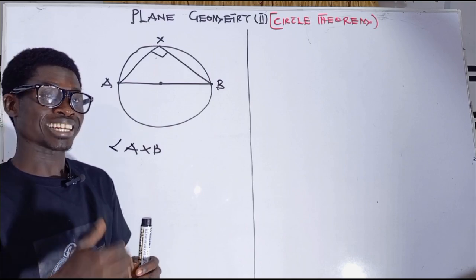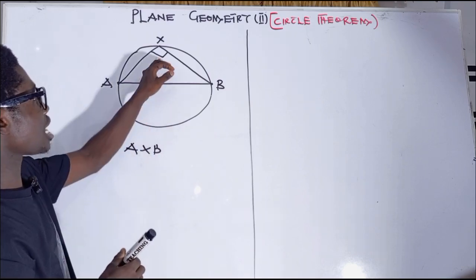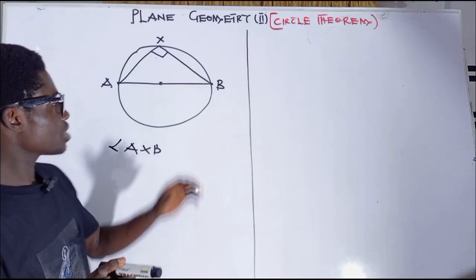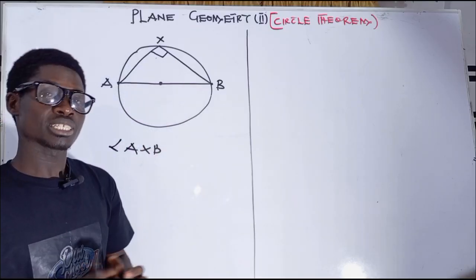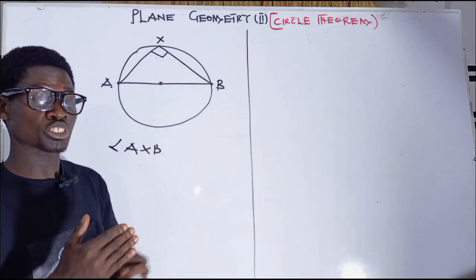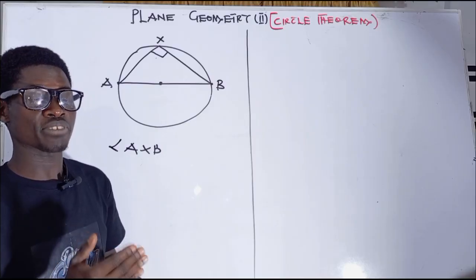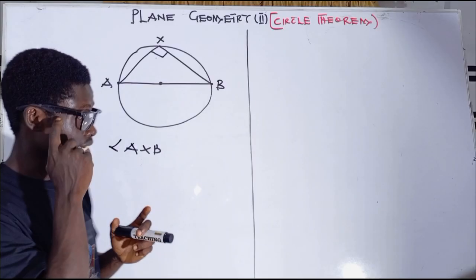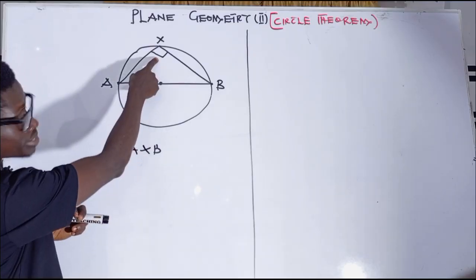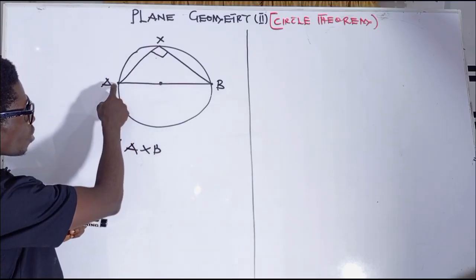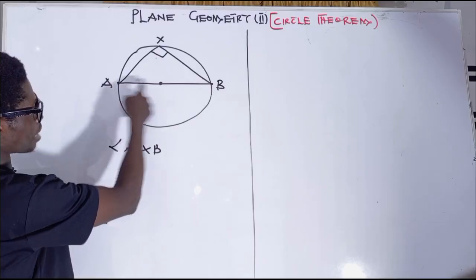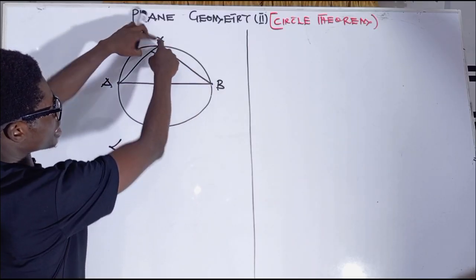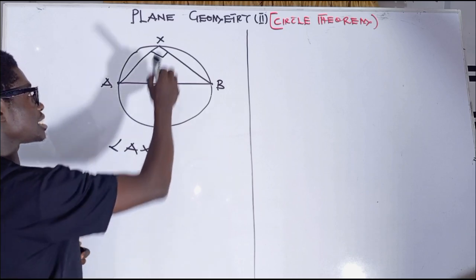If you do an accurate diagram, we are going to get this angle to be 90 degrees. Now look at this diagram very carefully. This gives rise to the first theorem. The theorem says that the angle a chord subtends at the end of a diameter to any part of the circumference is 90 degrees.